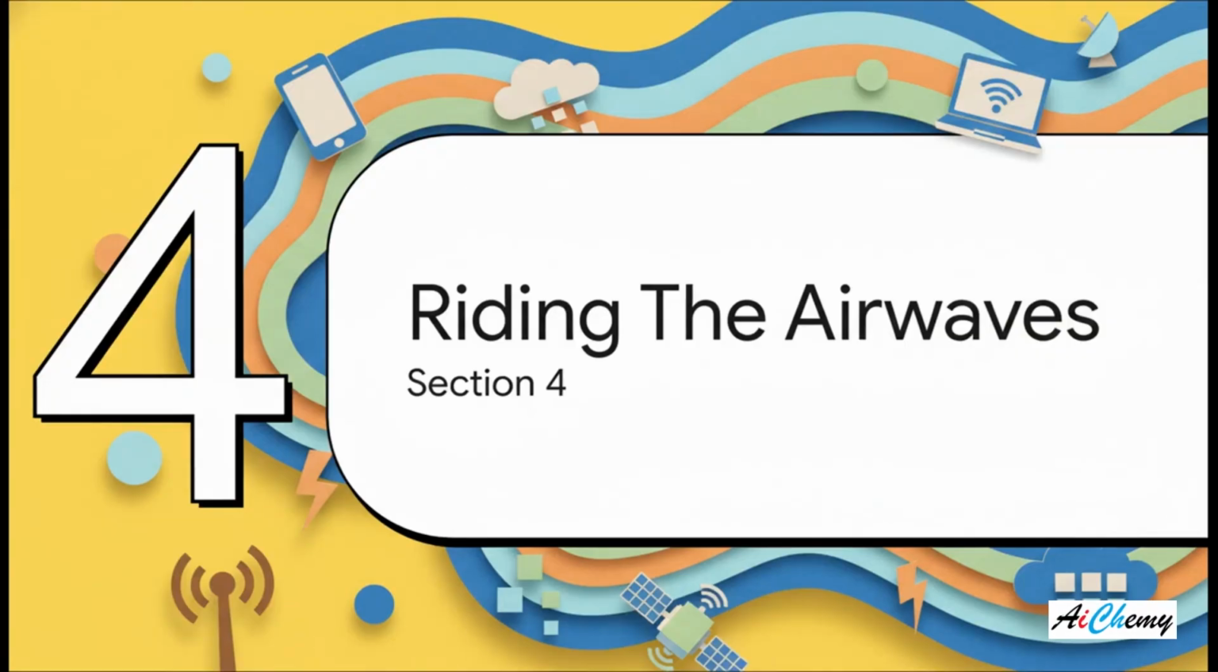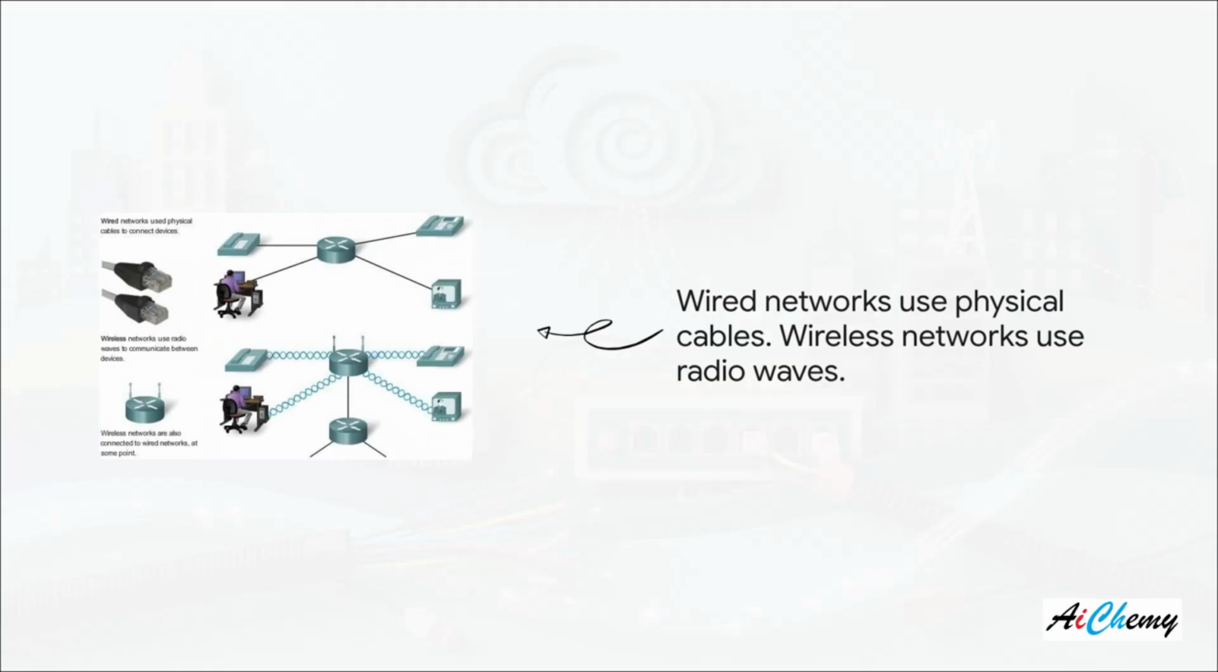Of course, data doesn't always need a physical wire to get around. And that brings us to Section 4, information riding the airwaves. Yep, we're talking about wireless. This picture lays it out perfectly. A wired network up top is a physical point-to-point connection. It's a road. A wireless network on the bottom is more like a broadcast tower, sending signals out through the air that any device in range can pick up.